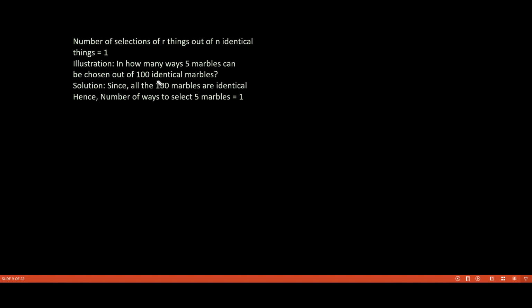Now see the next case: the number of selections of r things out of n identical things is equal to 1. For example, there are 100 identical marbles. See this question: in how many ways can 5 marbles be chosen out of 100 identical marbles? Everything is identical, so whether you select 5 of them or 10 of them, ultimately what you are going to get is only marbles. So the number of ways to select 5 marbles out of 100 identical marbles is just 1.